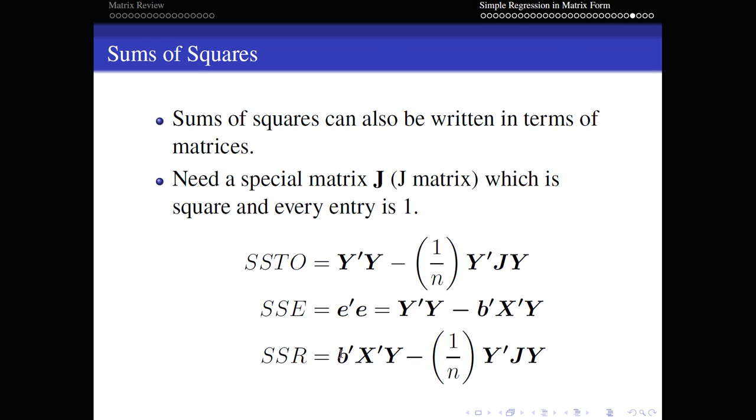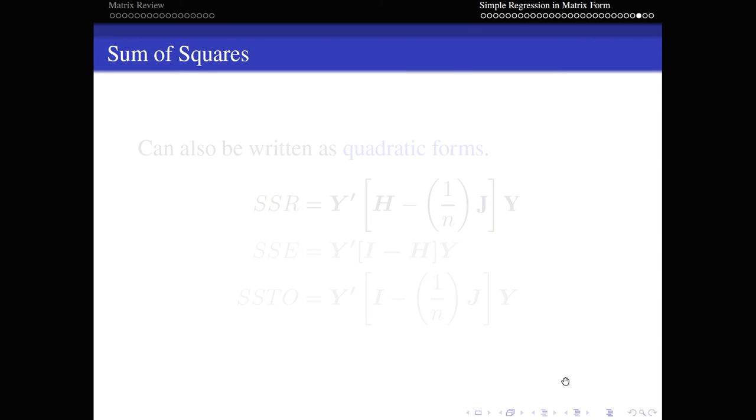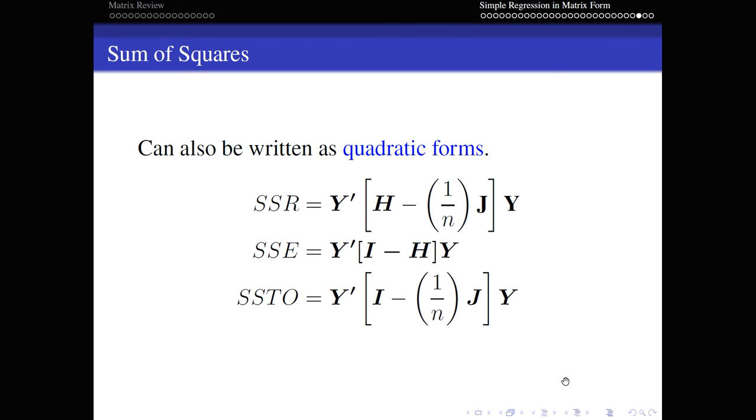Sum of squares regression is going to be beta transpose X transpose Y minus 1 divided by n Y transpose J times Y. Now we can also write these in what are called quadratic forms using the hat matrix. I'm not going to focus too much on these. I'm just going to put these up here and mention them, and then I'm going to leave them.